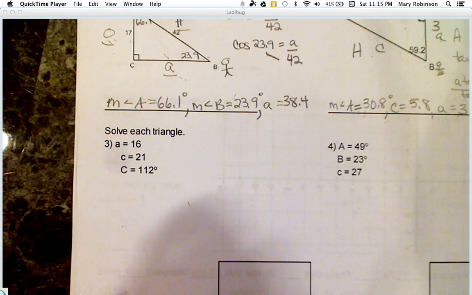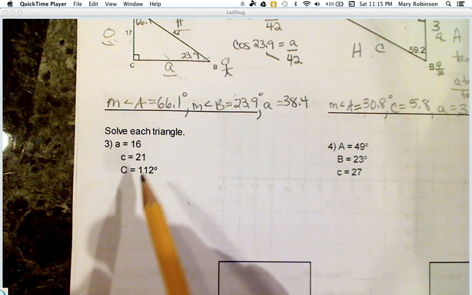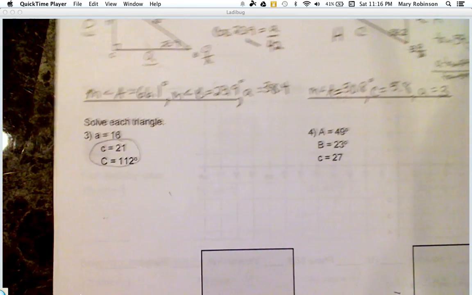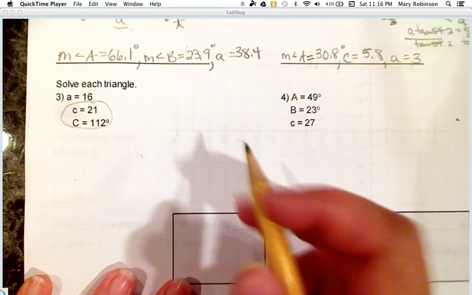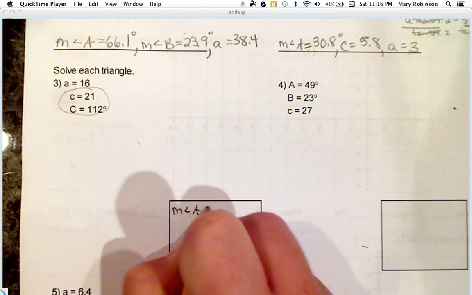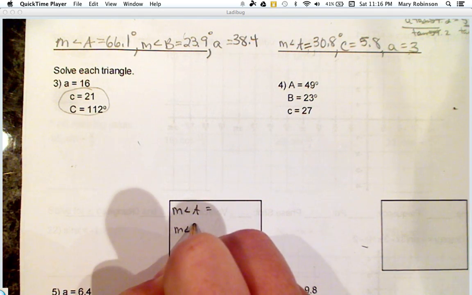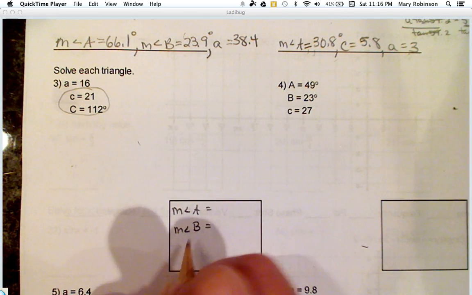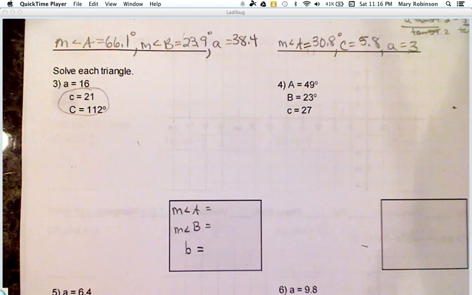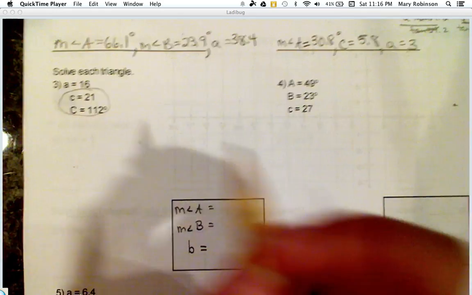Alright, next we are asked to solve a triangle given 2 sides and an included angle. Note that if you are given an angle and a side, you can go ahead and use law of sines. So remember, I've asked you to go ahead and list in your box what we have to find. So we have to find the measure of angle A, we need to find the measure of angle B, and we need to find side B. So these are the 3 things I expect to see in your box.